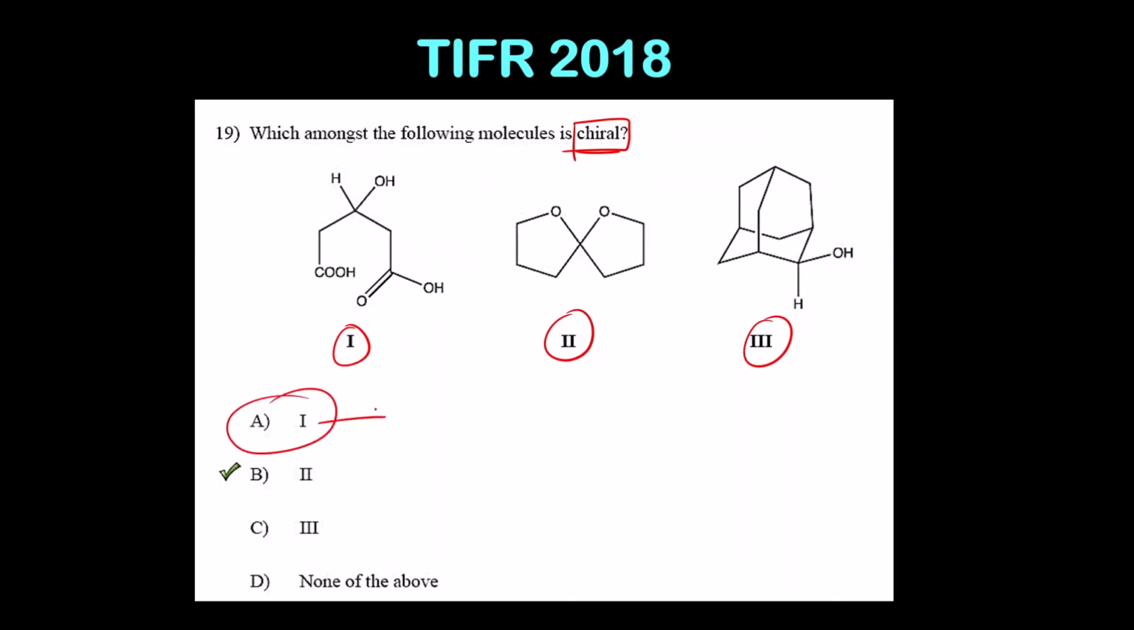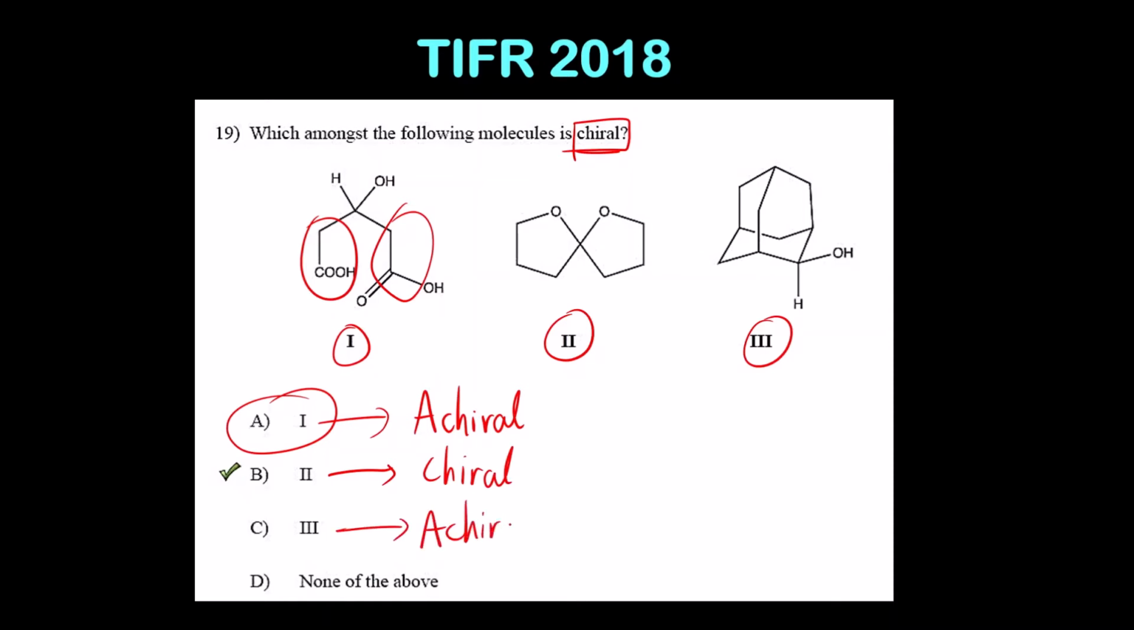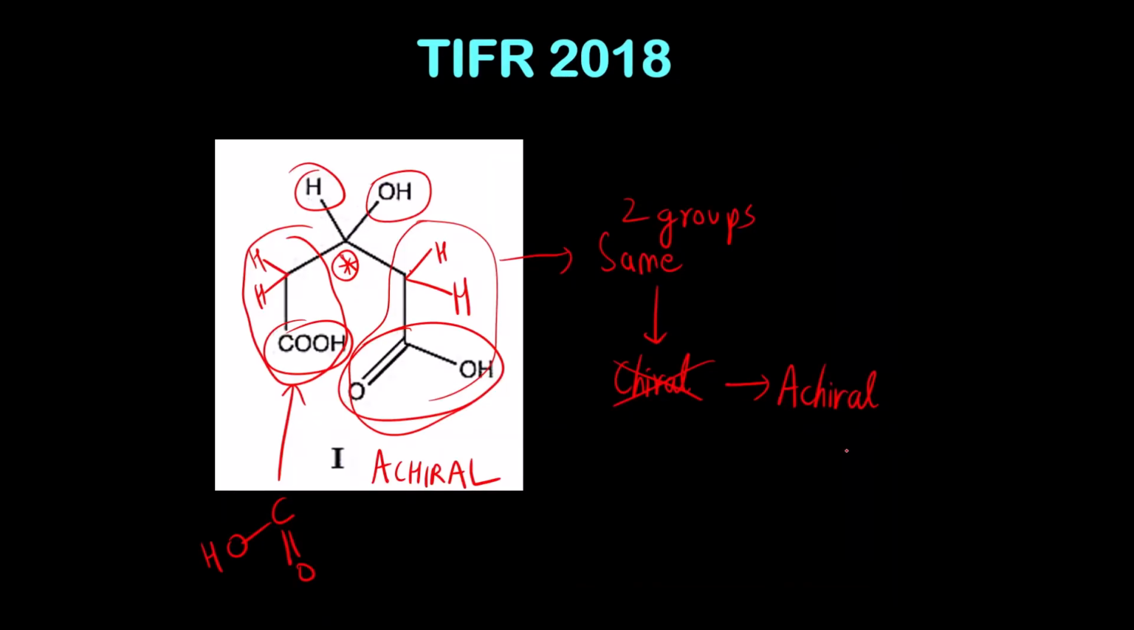So the first one we saw just now, these two groups are similar, so it will be achiral. The second one is the chiral molecule, and the last one we also saw, it is achiral. So our correct answer here is option B, that is the second molecule. Now let us see the next question.